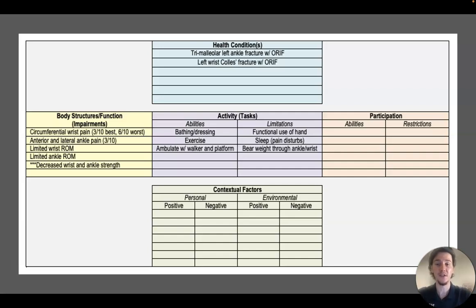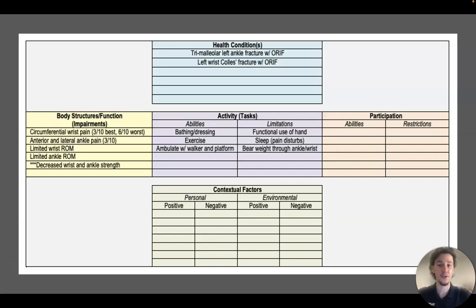And it also said that she's able to ambulate with her standard walker and platform attachment, meaning that she's able to get around her house. She's able to transfer, meaning get in and out of bed, get on and off the toilet, get in and out of chairs, things like that.